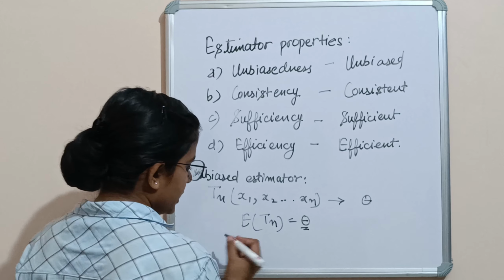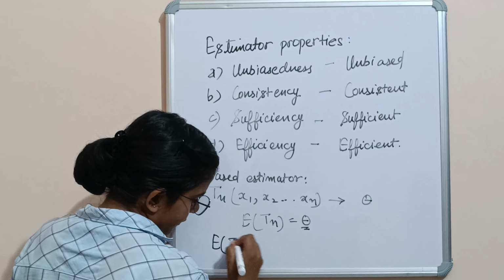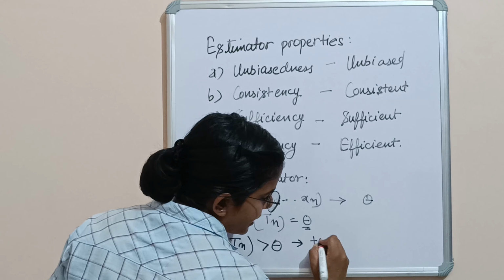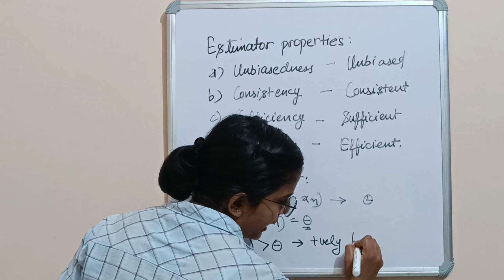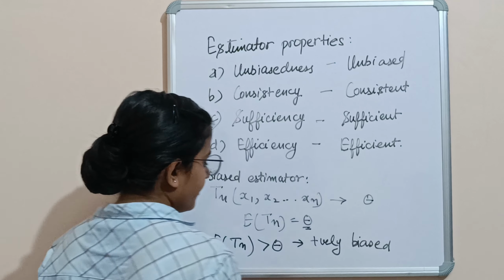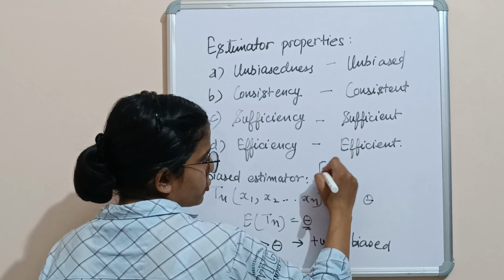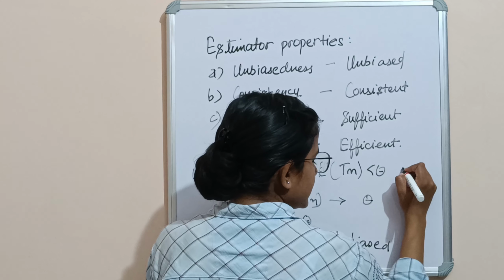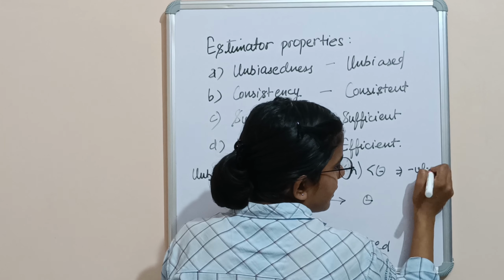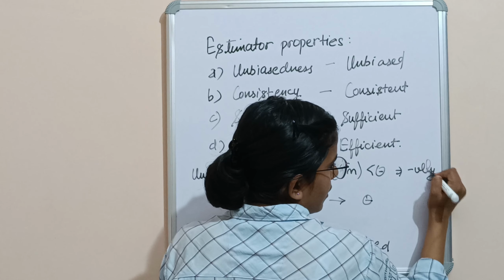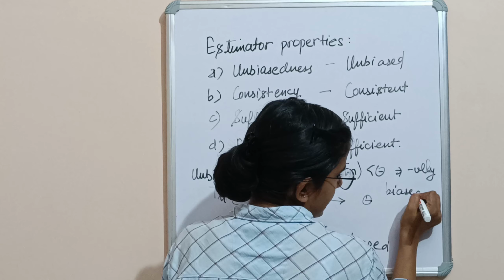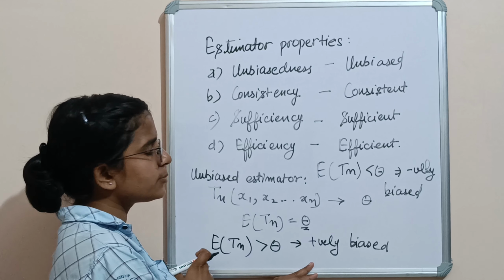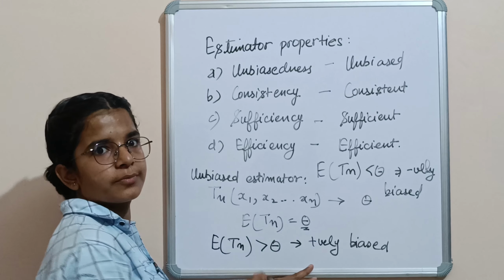If the expectation of Tn is greater than theta, then this estimator will be a positively biased estimator. And if the expectation of Tn is less than theta, then this will be a negatively biased estimator. Now we will solve some questions on the unbiased property of an estimator.